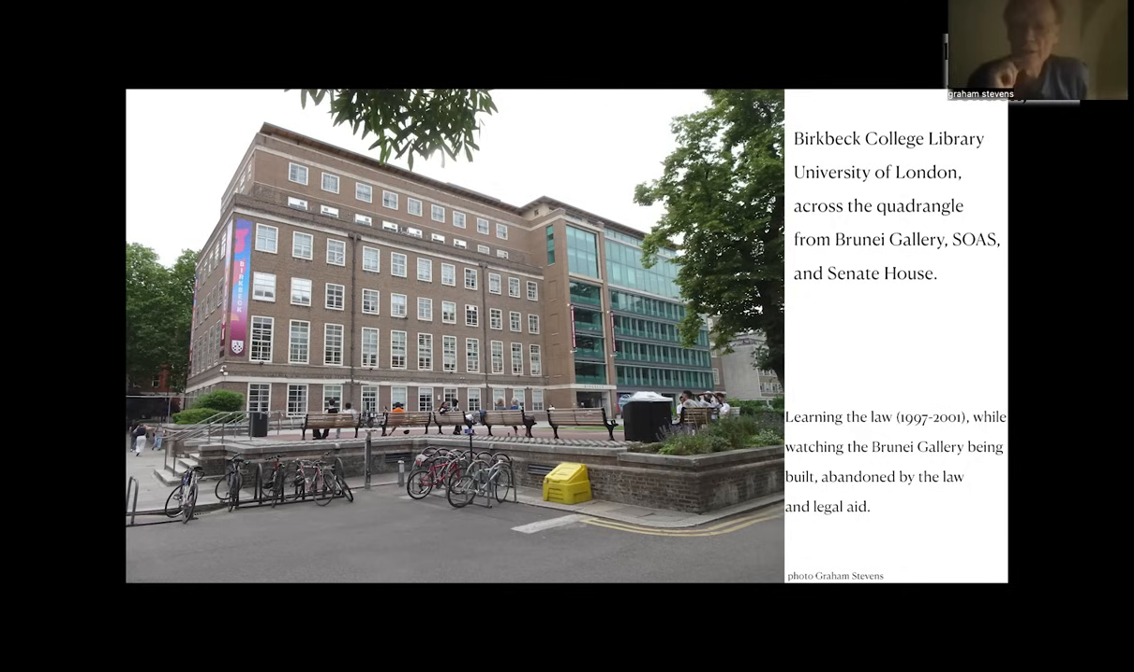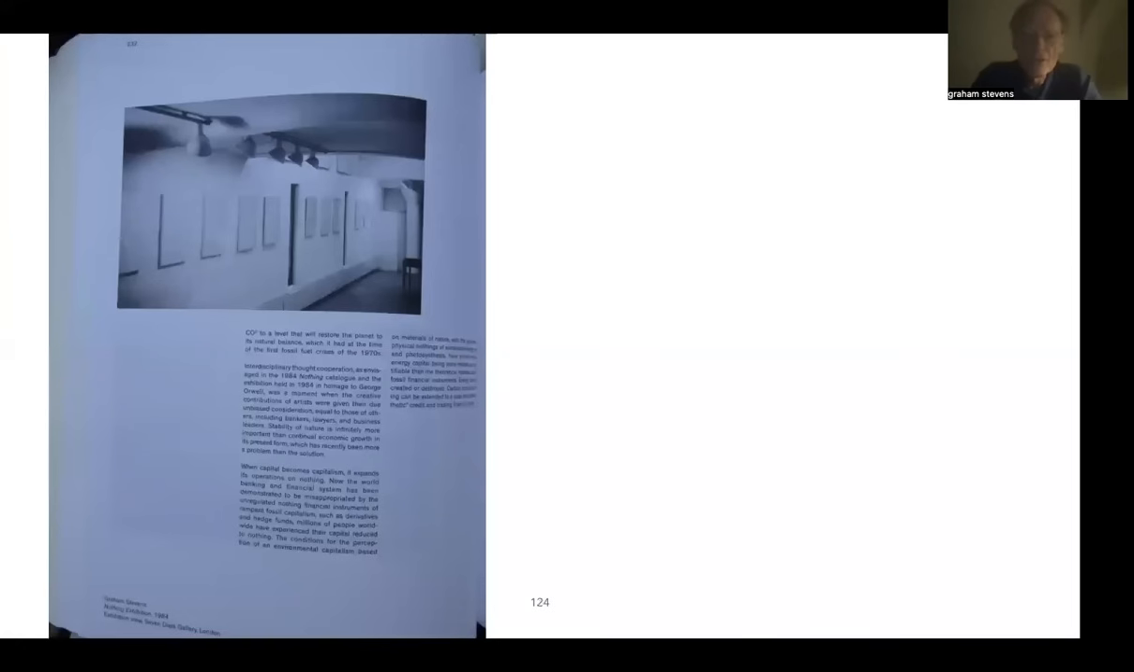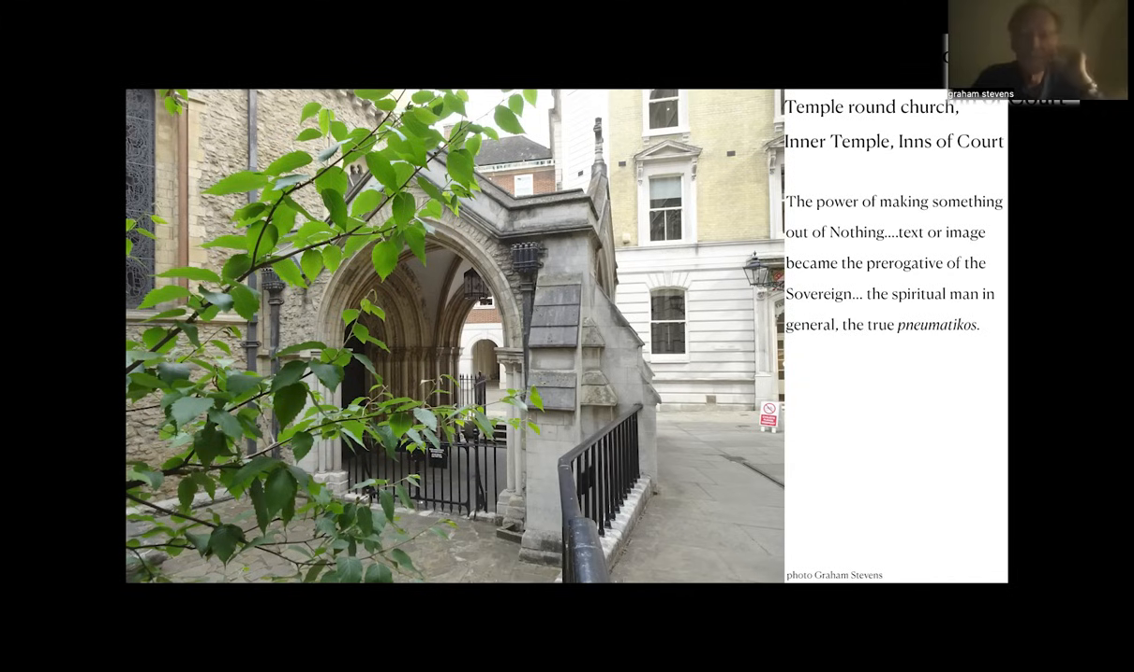But it ran into big trouble. And it was, in fact, stolen by SOAS as a project. And so I was watching it being built after I'd been abandoned by law. The law refused to protect. So I did a 4-year law degree, and then went to the Inns of Court School of Law to do the bar exams, which took another 2 years.